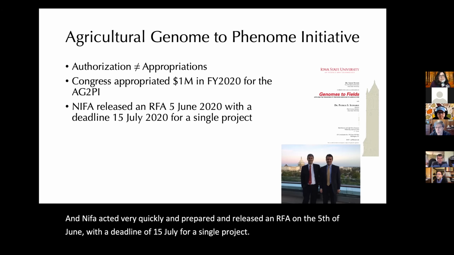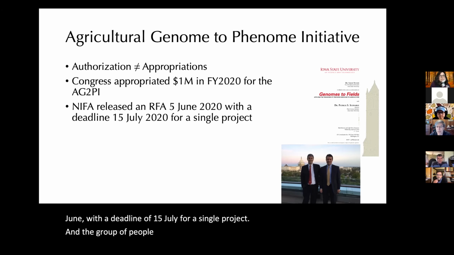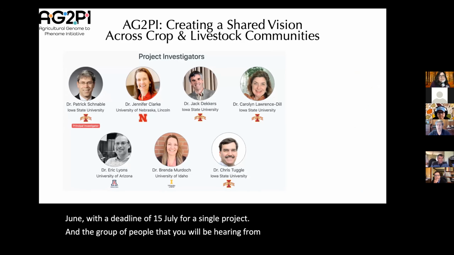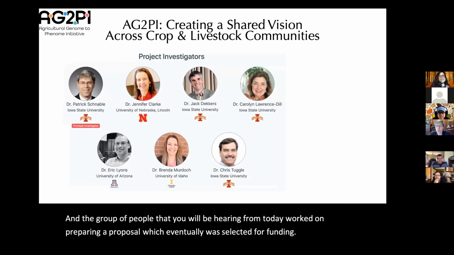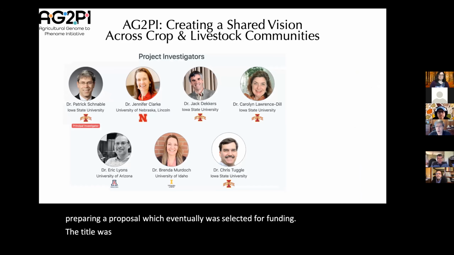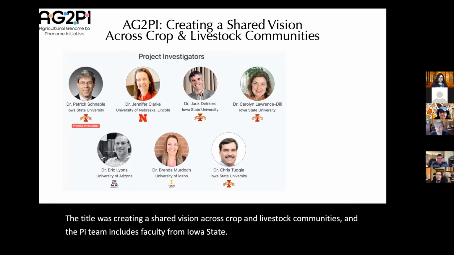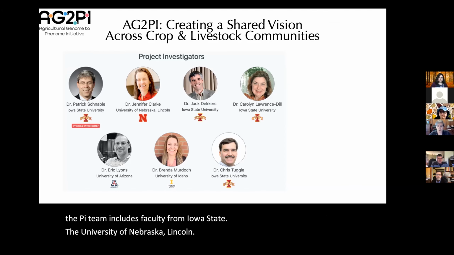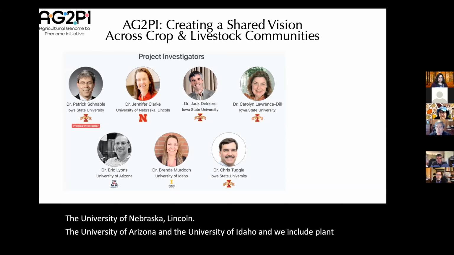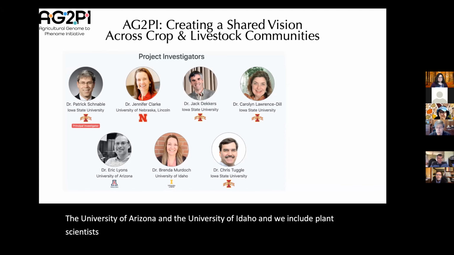And the group of people that you will be hearing from today worked on preparing a proposal, which eventually was selected for funding. The title was Creating a Shared Vision Across Crop and Livestock Communities. And the PI team includes faculty from Iowa State, the University of Nebraska-Lincoln, the University of Arizona, and the University of Idaho. And we include plant scientists, livestock scientists, and data scientists.